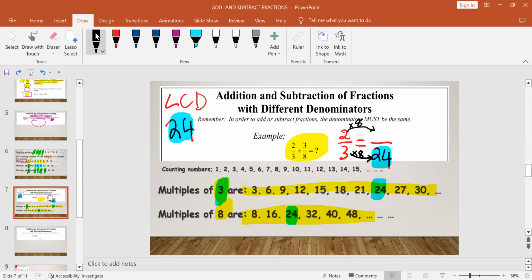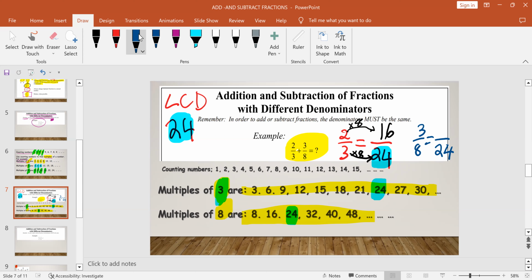Therefore, 2 over 3 is the same as 16 over 24. We can do the same thing for 3 over 8. That means if you take 3 over 8, we want to rewrite 3 over 8 as something over 24. Again, that same denominator, the LCD, so 24.